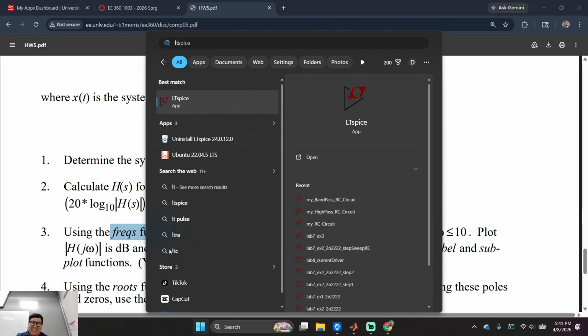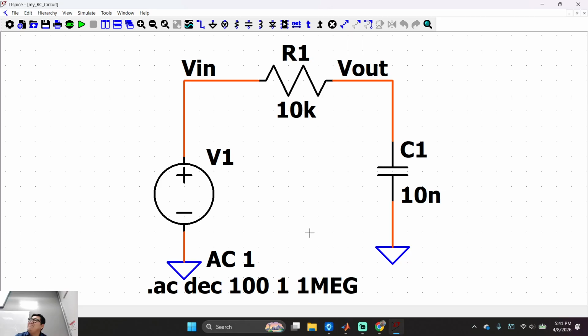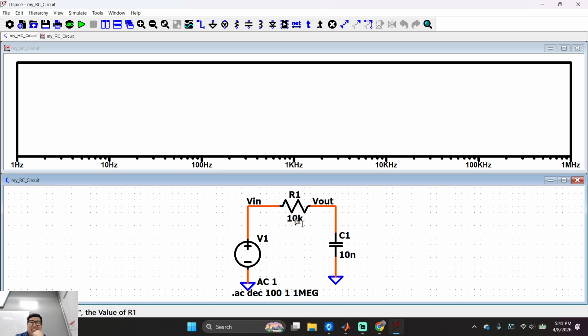LT Spice. You guys like LT Spice? Yes, actually. This is an RC filter, right? How do I calculate the knee frequency? 1 over 2 pi RC, right?